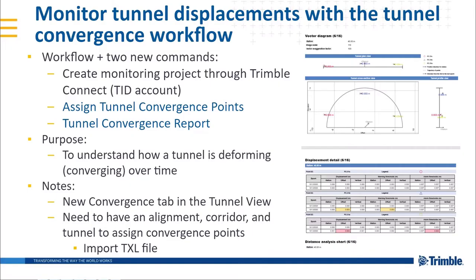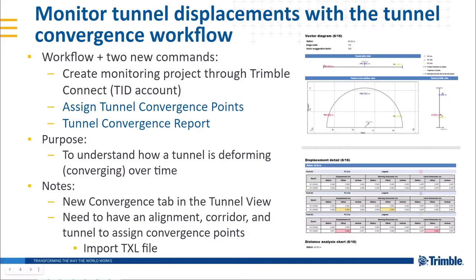After creating a monitoring project, we can then sync epochs with convergence data using the new assign tunnel convergence points command. For this video, I'll be syncing 2 epochs. Finally, I'll use the new tunnel convergence report command to generate a displacement summary, which I have a snippet of here on the right.